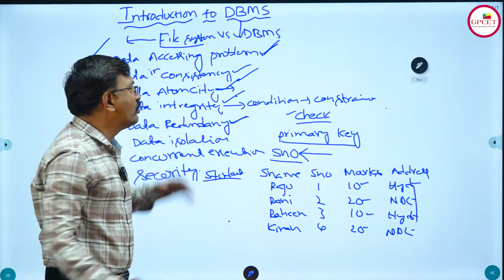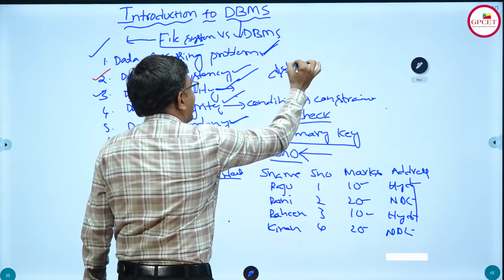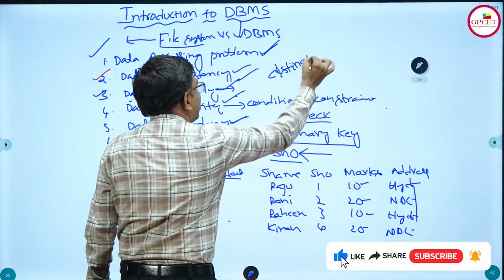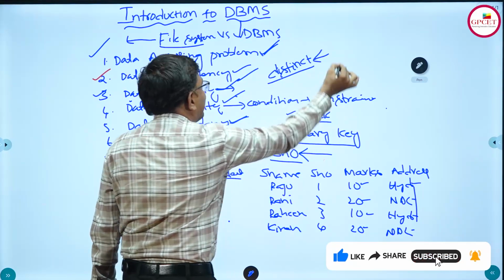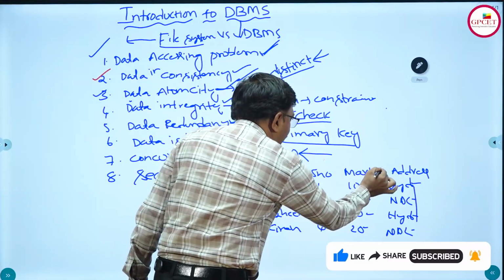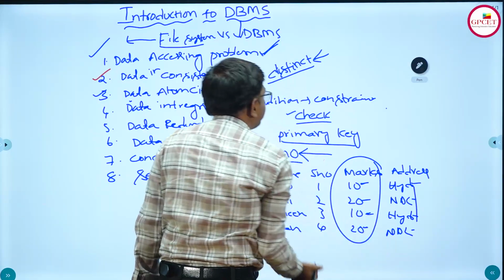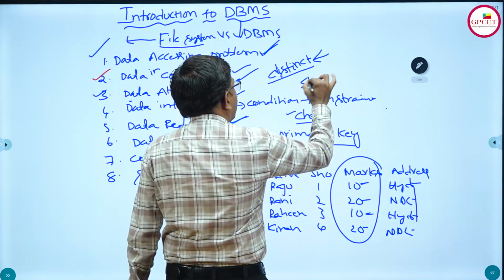How? By using what? That is the DISTINCT keyword, D-I-S-T-I-N-C-T, a keyword to eliminate duplication of names. Observe here, this is a column level duplication. What is a column level duplication? 10, 10, 20, 20.